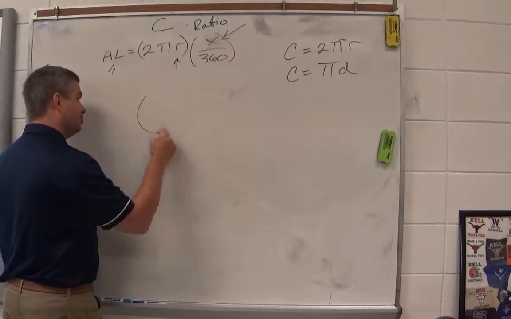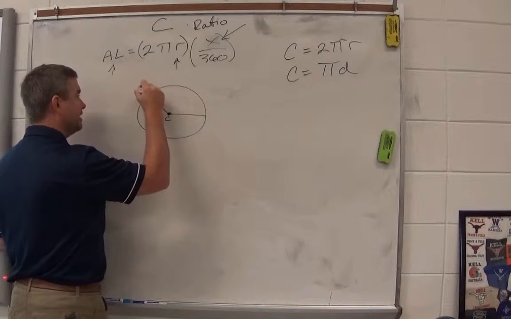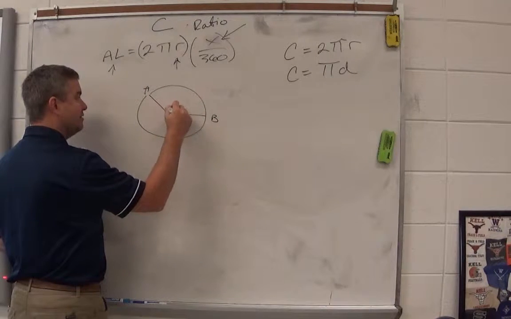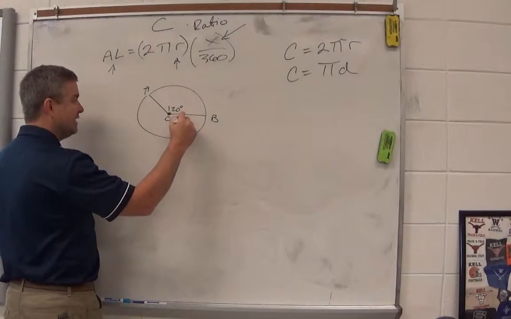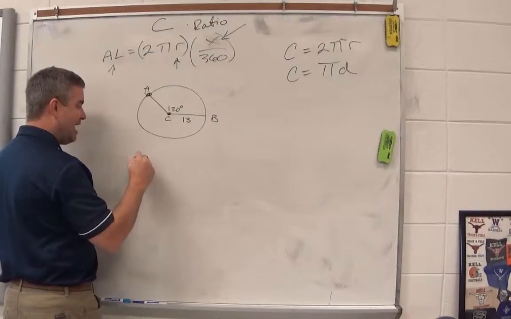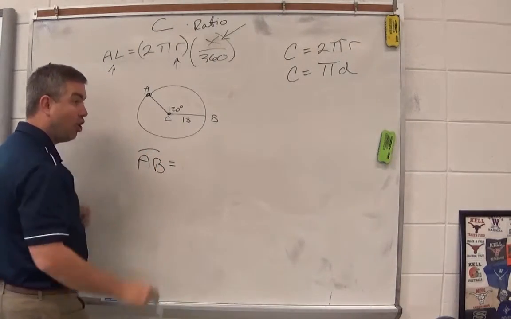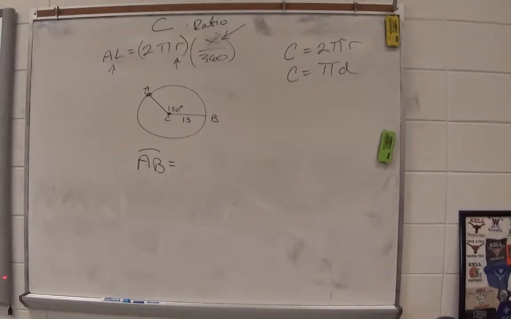Okay, so here's your first example. Here's the center of the circle. Here's A and here's B. The measurement of this arc is 120 and the radius is 13. We're finding the measurement of AB. This is an arc length problem, as easy as it gets. They gave, no, hold on, don't get your calculators out. They gave you the ratio. They gave you the radius. And they asked you to find the distance.